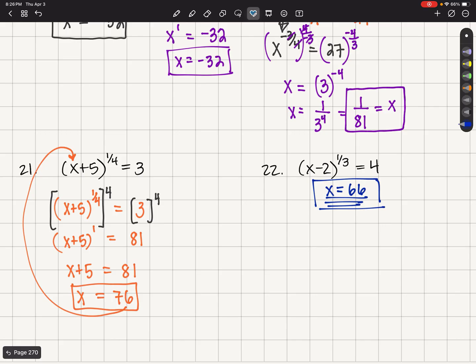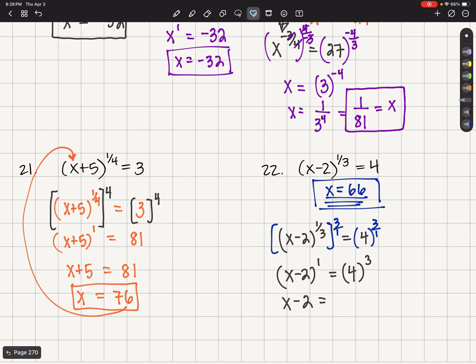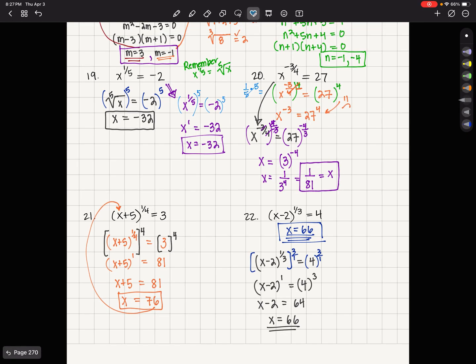x is indeed 66. So we're going to do that by taking x minus 2 to the 1/3 power equals 4, and we're going to raise both sides to the 3rd power, or the 3 over 1 power. And that's going to be x minus 2 to the 1st power equals 4 to the 3rd power. x minus 2 is going to equal 64, because 4 cubed is 64. And then we add 2 to both sides, and that's how we got 66. And that concludes solving radical equations. Good luck.